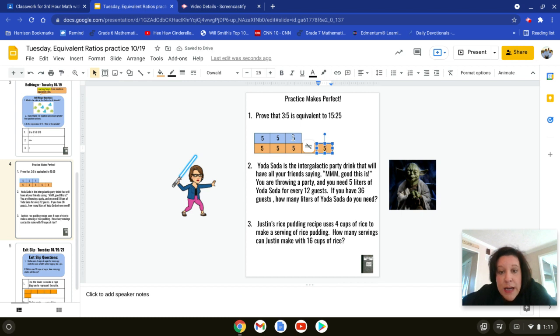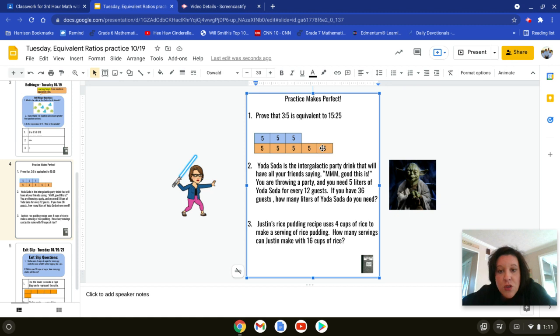Now look, you see how these 3 boxes are now worth 15? 5, 10, 15. You see how these 5 boxes down here become 25. 5, 10, 15, 20, 25. All right, so that's how you prove it. That now instead of each box being worth 1, each box is now worth 5.